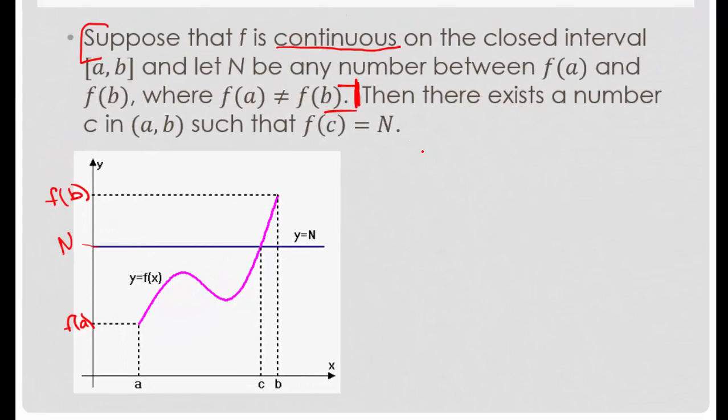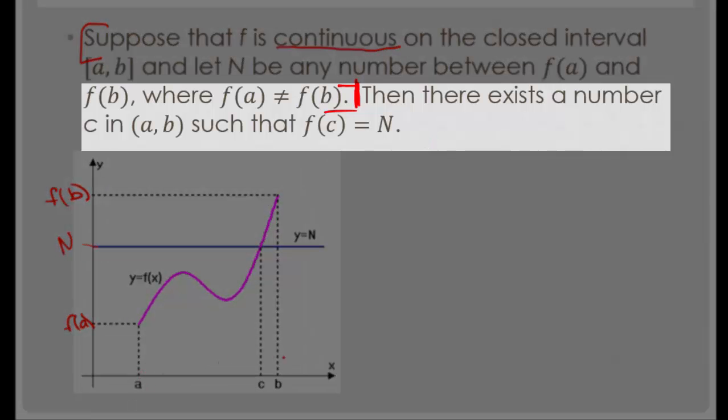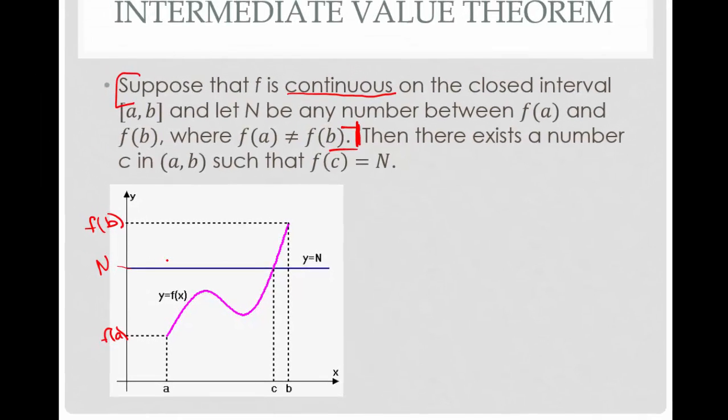What the intermediate value theorem guarantees us is that there is a c value. It's an x value, but we call it c, somewhere in between a and b, where the y value associated with that c is going to be equal to that n. Let's take a look at an example.